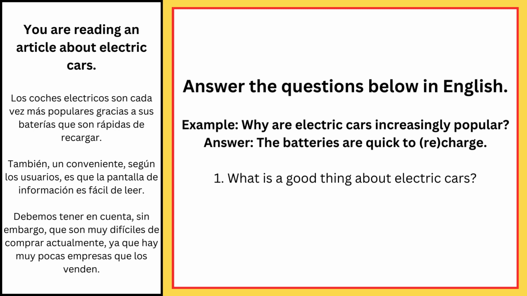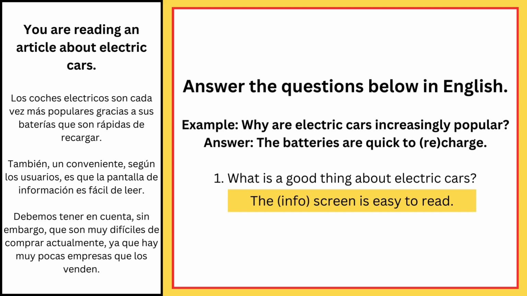The answer is this, and we're looking in the second paragraph now. We know as well we can follow the text through in chronological order, so we're going to be below the batteries being quick to charge. For this one, the information screen is easy to read. Again, to successfully get the mark, you would have to put the screen is easy to read. The text this comes from is "un conveniente, según los usuarios, es que la pantalla de información es fácil de leer." It's the information screen, es fácil de leer. It's easy to read. That's that one.